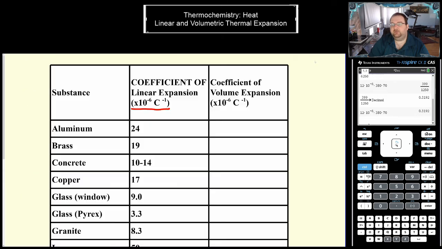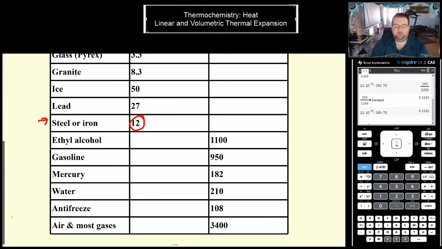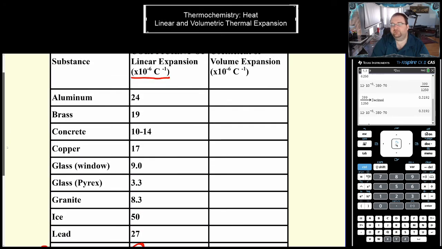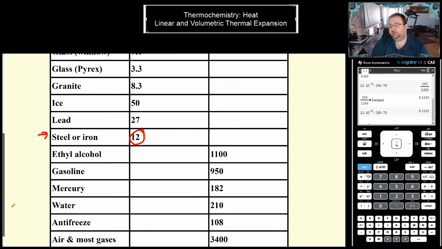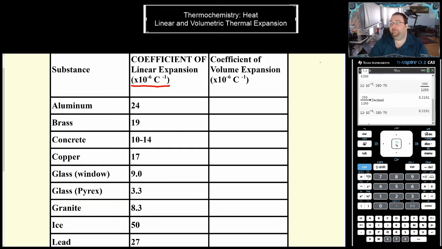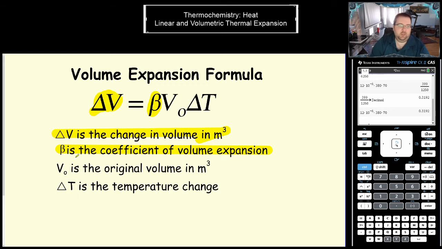And if we go back to our table, you will see for many of them, for the most part, you will have your coefficients of volume expansion. Now, I will be updating the tables as we go. If we need volume expansion coefficients for other problems on Schoology, you will find them. I'll update that. You have V naught, or the original volume, and that's also going to be in meters cubed, and then delta T, which is the change in temperature.